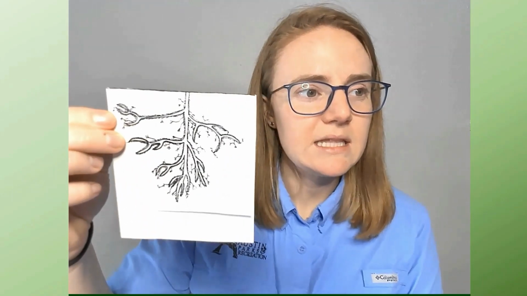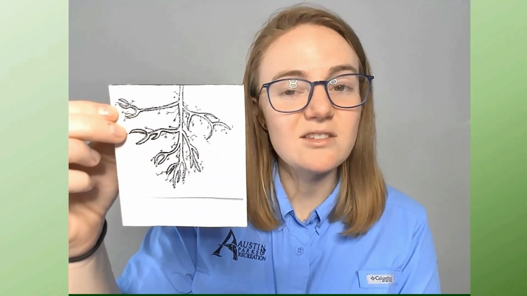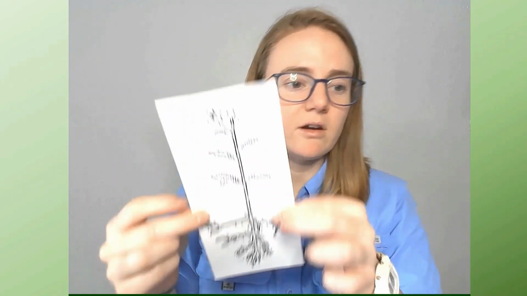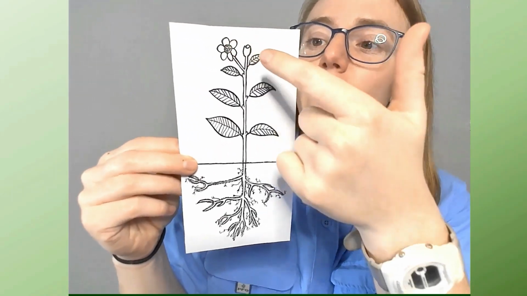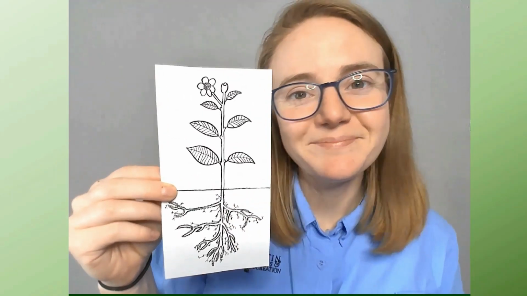What about below ground? What is this? What are we looking at that's below ground on plants? Yeah, these are the roots. So all together, we have flower, leaves, stem, down to root system. Let's learn a little bit more about what each of those parts does to help plants survive.